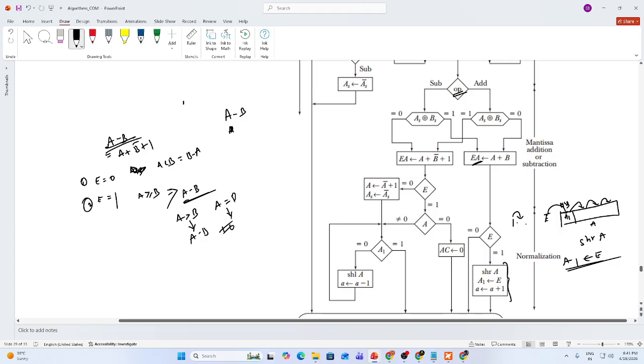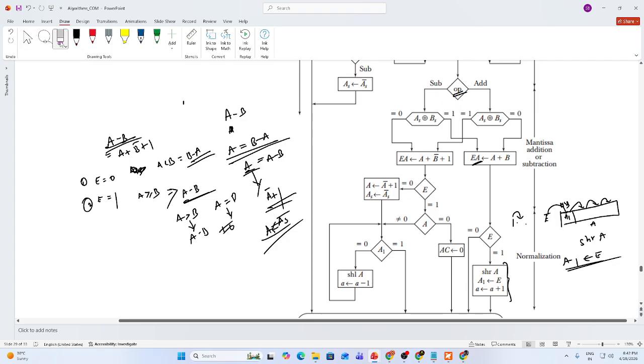But if A is less than B, I did A minus B, but I need to do B minus A. How to get B minus A from A minus B? The A minus B result is there in A already. To get B minus A, what do I need to do? Just take the 2's complement of this. How to get the 2's complement? A bar plus 1, right? And reverse the sign, which means complement the sign of A, that's it.